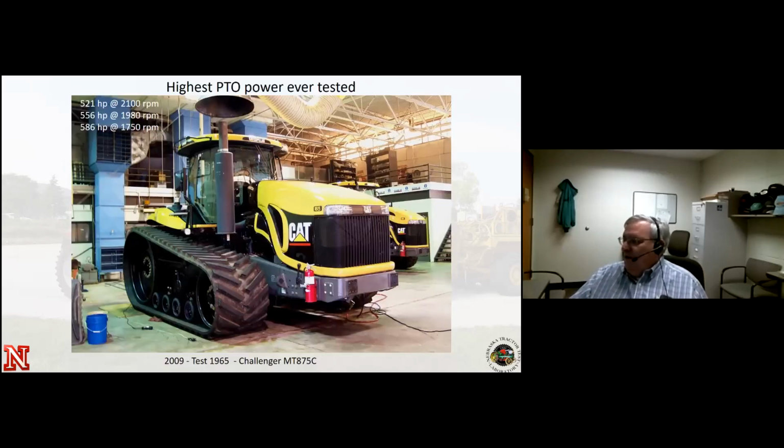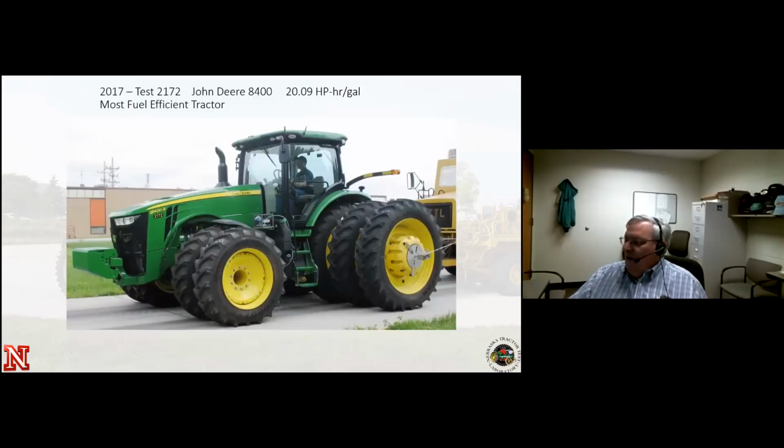Let's see, the highest PTO power we've ever seen was on a Case Challenger MT875C at about 586 horsepower at maximum power. And I believe this is still correct that the most fuel efficient tractor we've tested was the John Deere 8400 at about 20.9 horsepower hours per gallon. And that was 17.